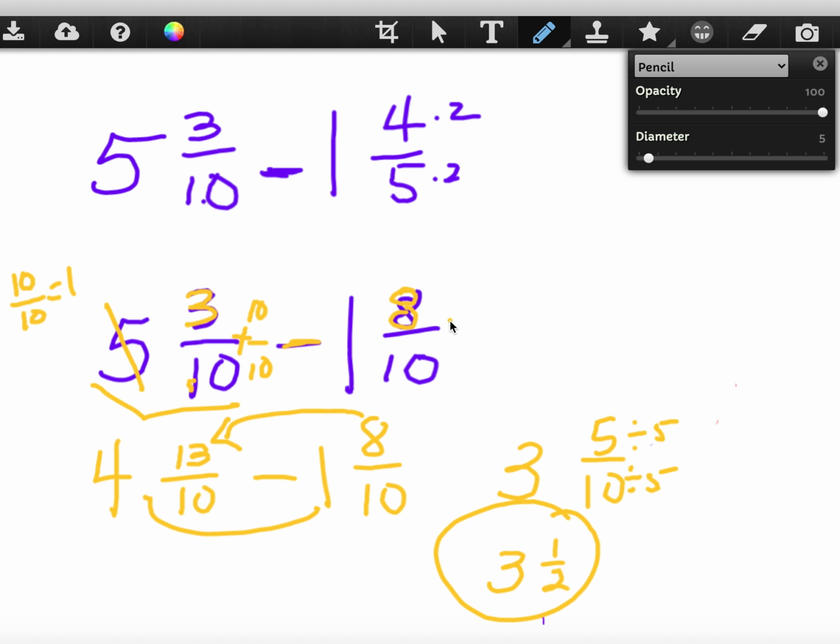And I like this method better because it doesn't involve so much converting back and forth. But you look, and it's acceptable to do it either way. You feel comfortable with it. But we'll practice both ways, and you can see which way works best for you. Okay?